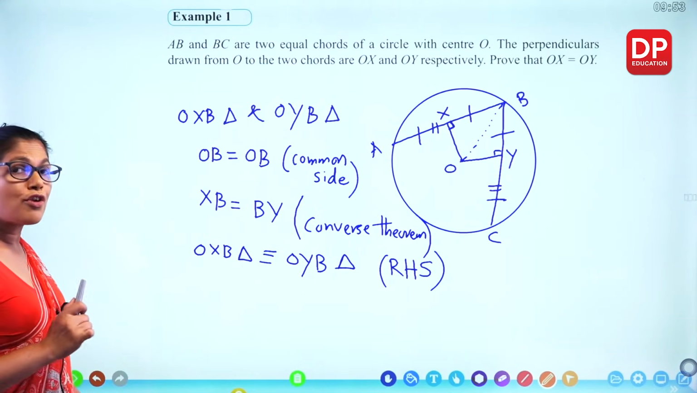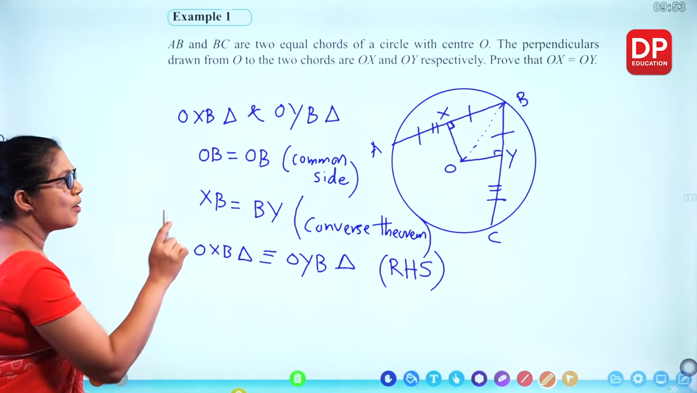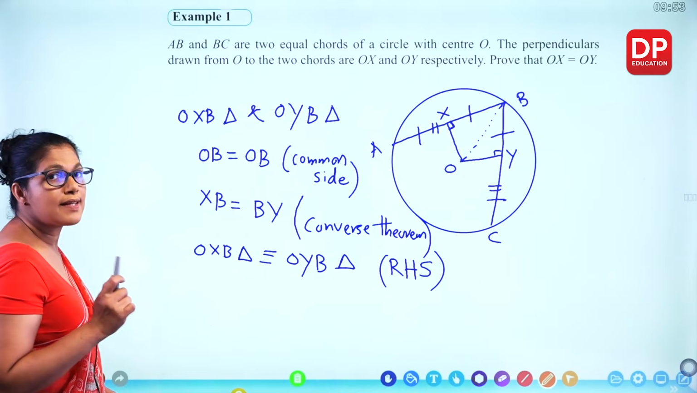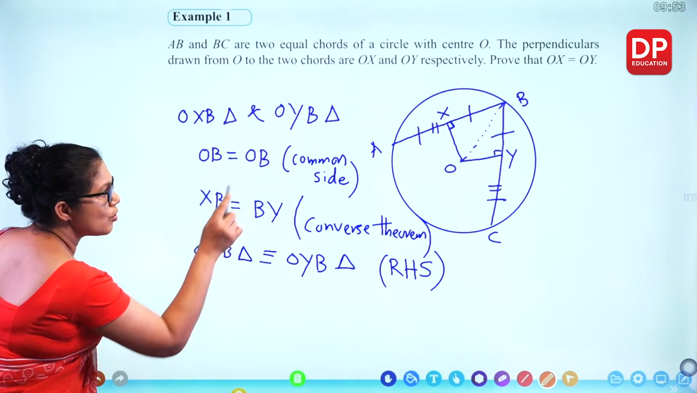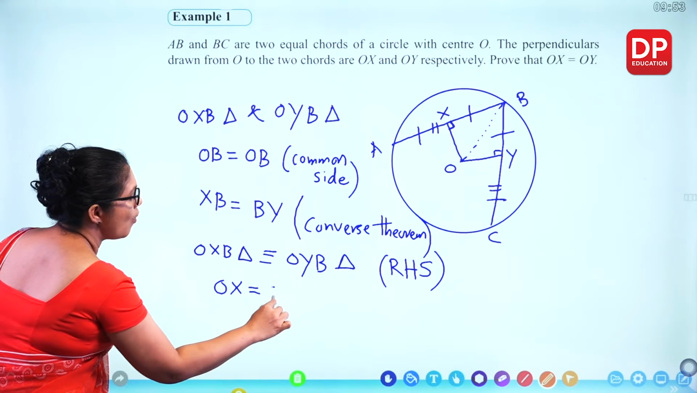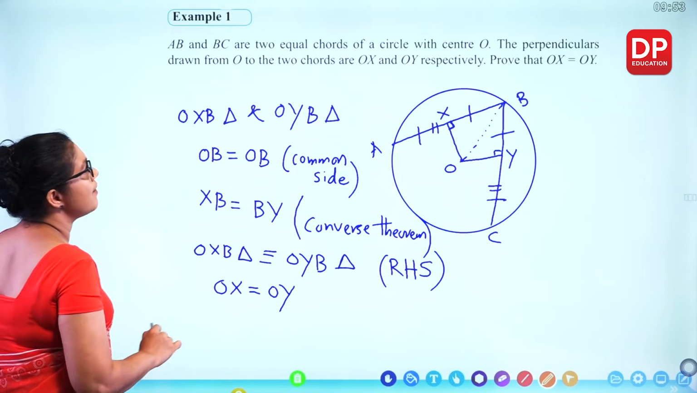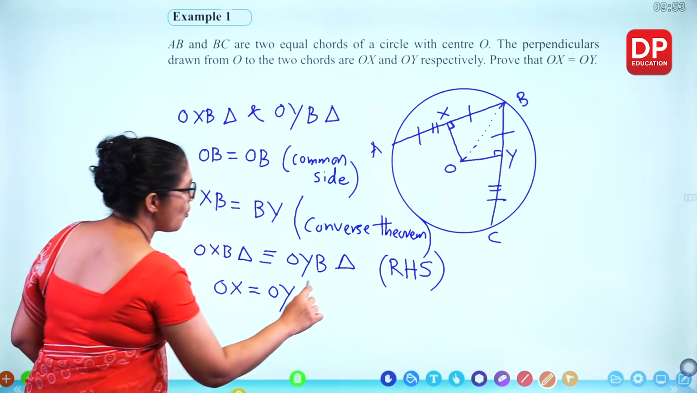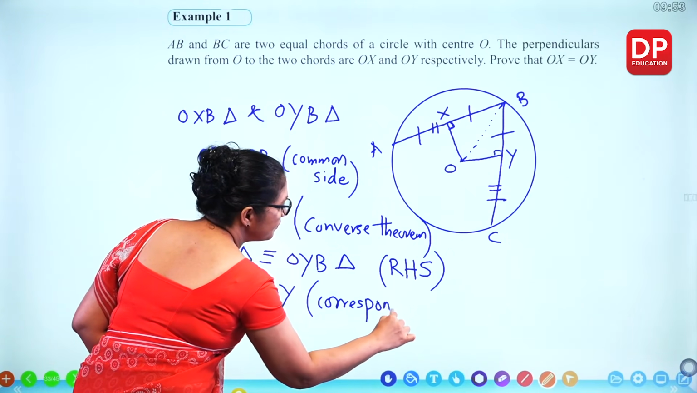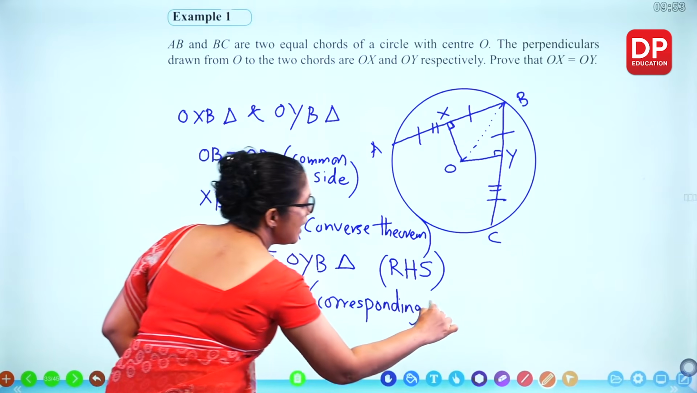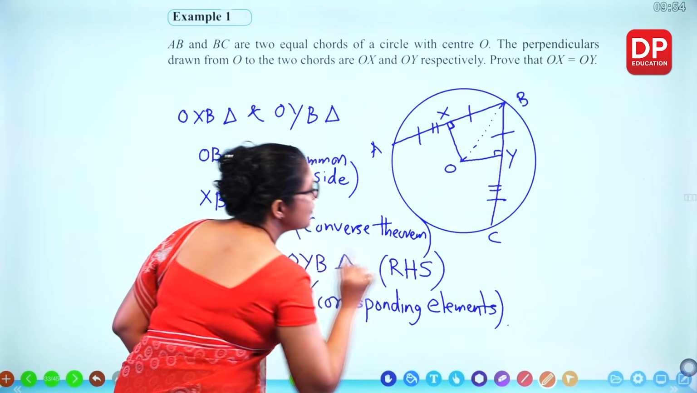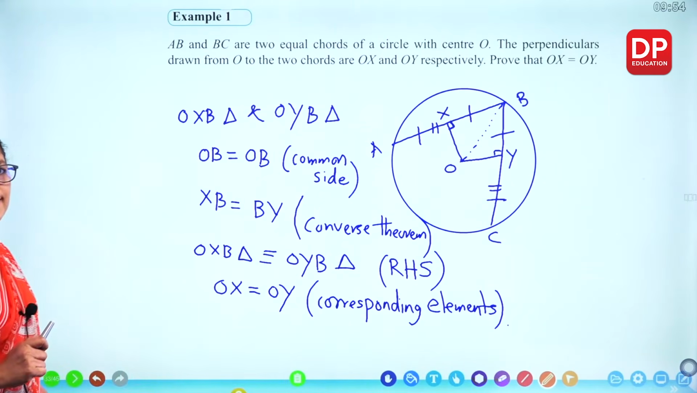So when the two triangles are congruent, we can say that the corresponding elements are also equal. So corresponding elements are OX and OY. So here we can write OX equals OY because corresponding elements are equal. So that's how you prove this.